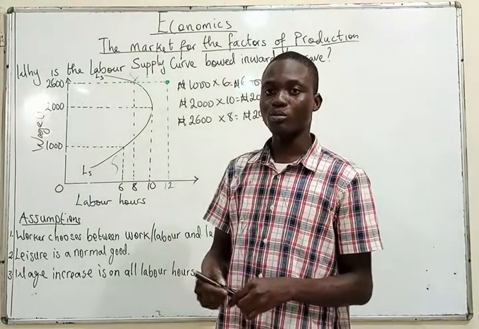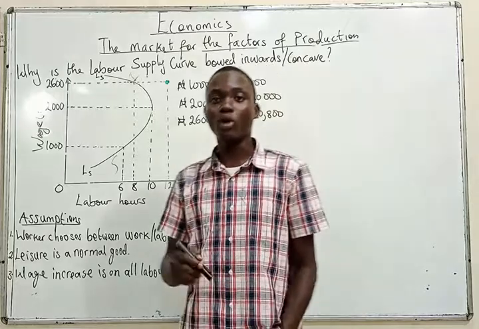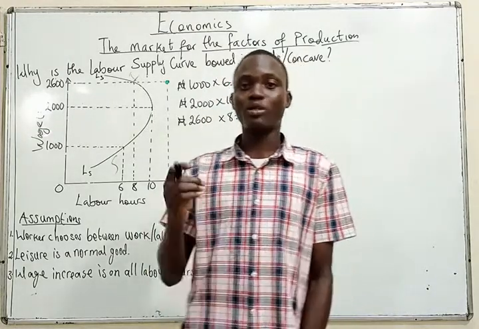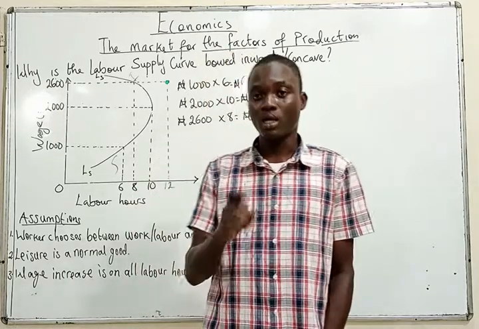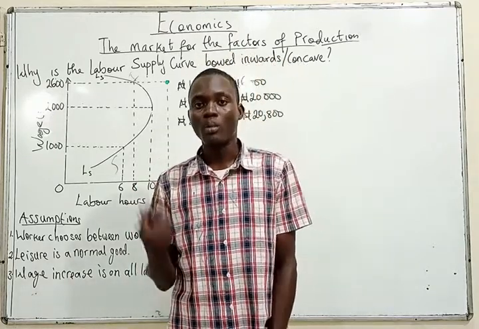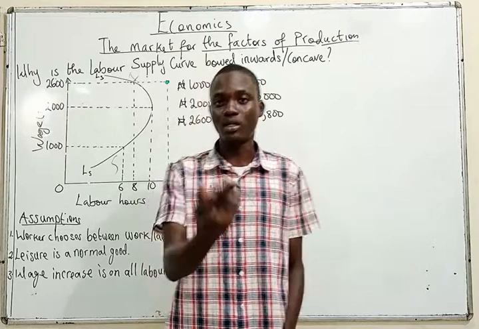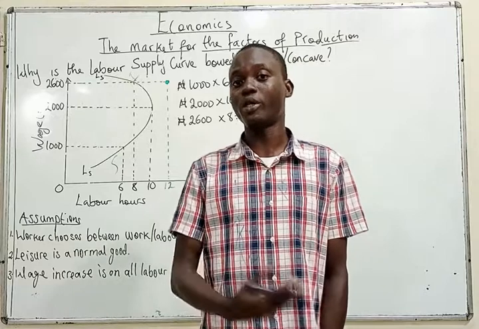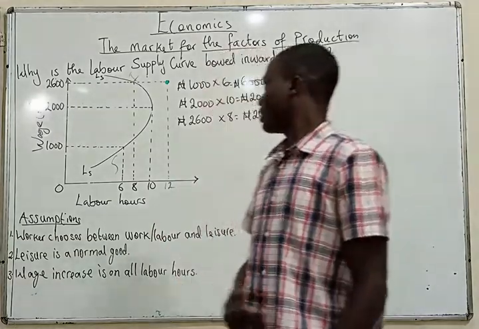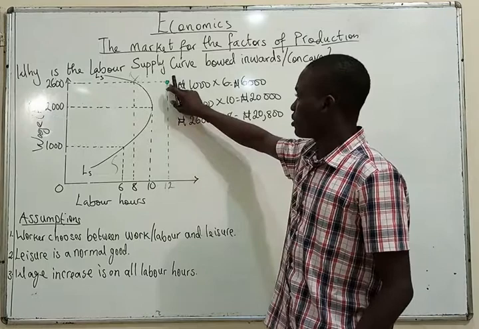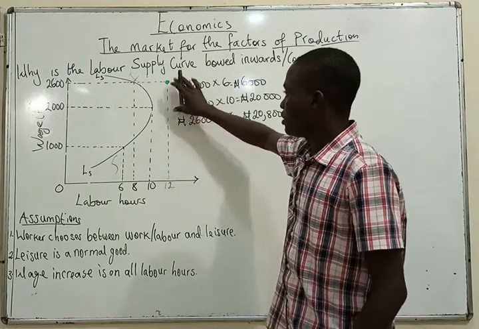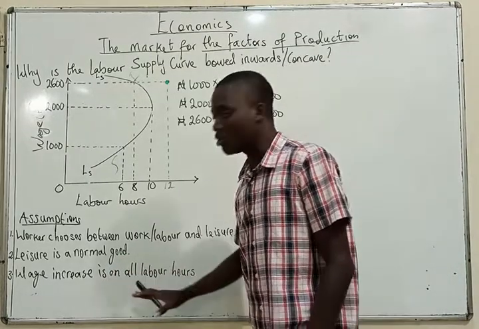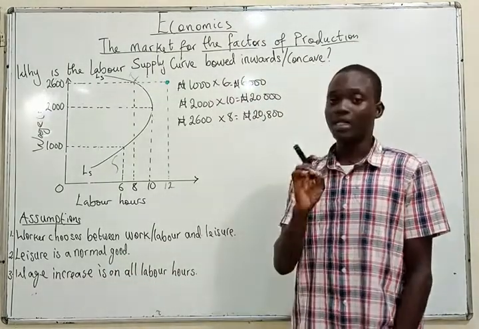So the income effect would make a worker work less and enjoy more leisure, enjoy more time with their families, and so on and so forth. And the substitution effect will make an individual worker work more and consume less leisure, because its price is higher, its cost is higher relative to working. Now, what does this other point mean? The third assumption in this particular class is that the wage increases on all labor hours, and I've explained that.